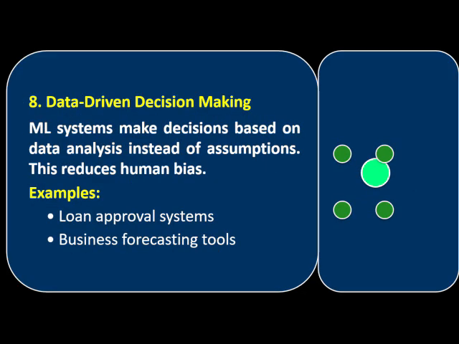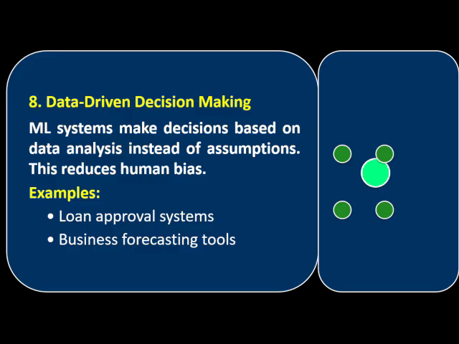The next one is data driven decision making. Machine learning systems make decisions based on data analysis instead of assumptions. This reduces human bias. Examples: loan approval systems, business forecasting tools. Machine learning enables data driven decision making instead of assumptions or intuitions.